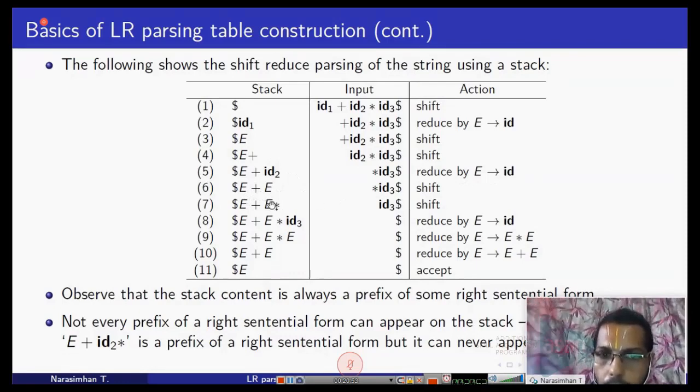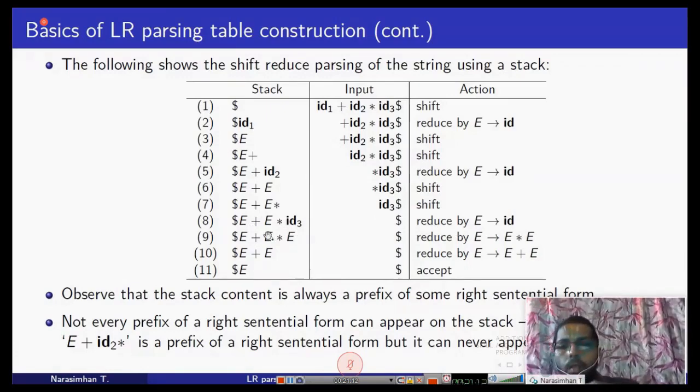Now you shift star. So this will be E plus E star. Now you again perform a shift operation, so you'll get ID3 at the stack top. So this will be E plus E star ID3. ID3 happens to be a handle, so you perform a reduction using E gives ID. That will give you the string E plus E star E. Now E star E happens to be a handle. You reduce using the production E gives E star E, so this will become E here.